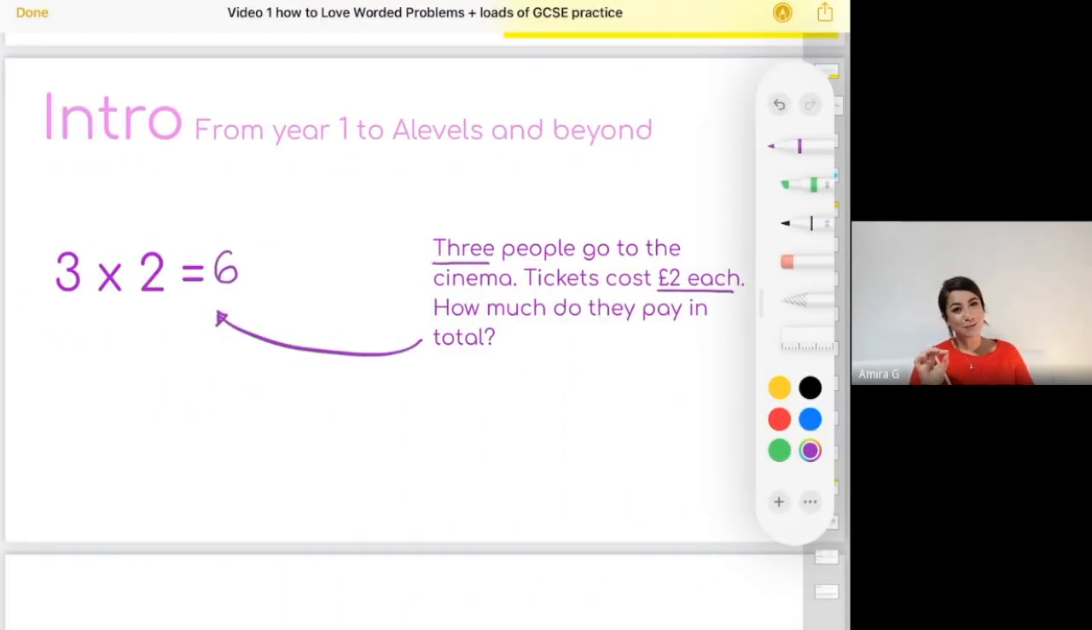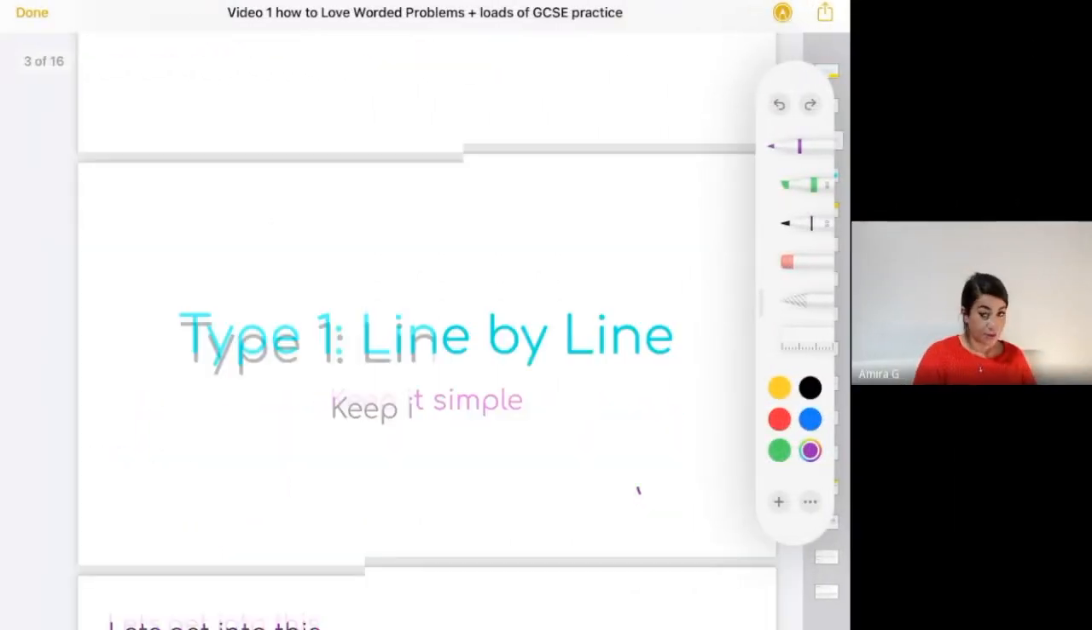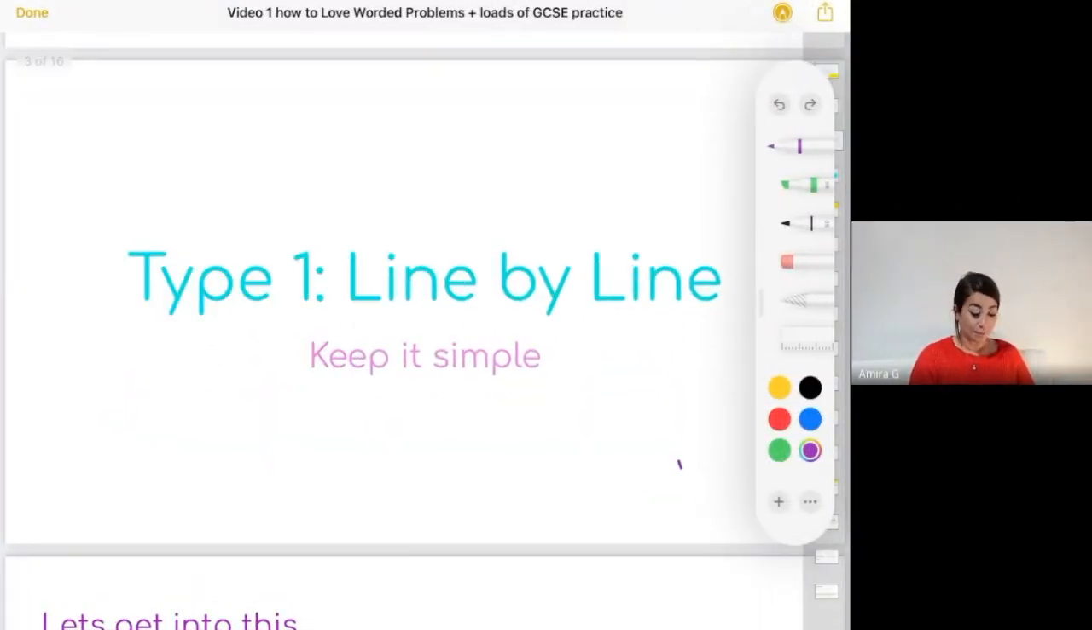So I tried to pick questions that will give you a range of worded problems so you can use the techniques from them. I've kind of split them up into 4 types, but you'll notice that you kind of use the same techniques throughout most of them, but I want to give you different opportunities to see different kinds of questions and then pick up a trick here and there. Okay, now let's get to the juicy stuff. Type 1, there's 4 types. Type 1, the line by line, keep it simple.